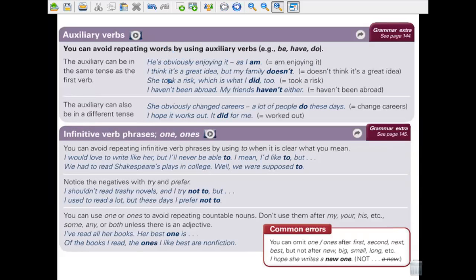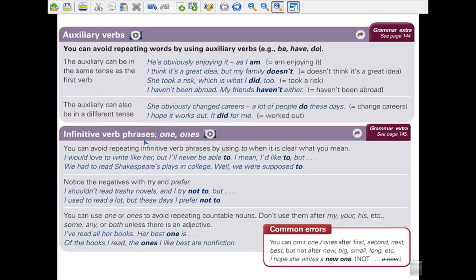The previous sentence, as you can see here: she obviously changed careers. A lot of people do these days. You can see here "these days," so we have a sentence about the past. She obviously changed. And these days, a lot of people do. So I use the auxiliary to avoid repeating words. I hope it works out. It did for me. It worked out for me. Okay.